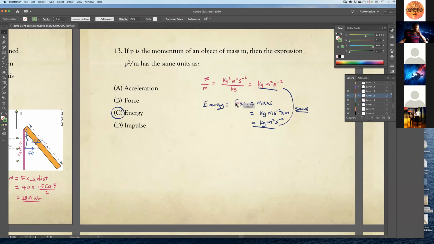We know energy is equal to force by displacement. Force is mass by acceleration, and mass by acceleration is kilogram meter per second squared. Displacement has units of meter. And when you crunch that, you see that this and that are the same. Therefore, the correct answer is going to be energy.